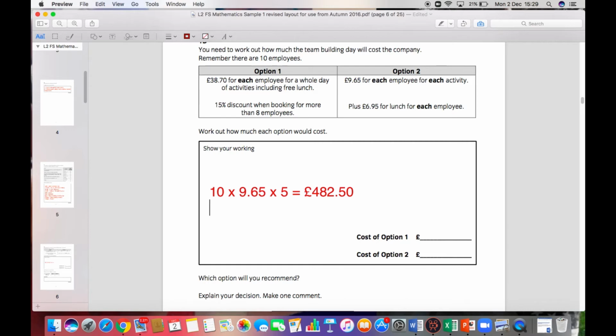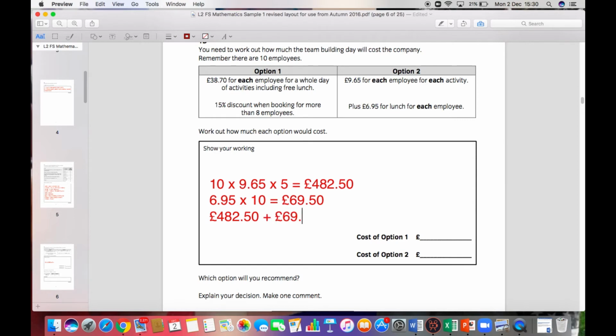But then it's also £6.95 for lunch. So we must do £6.95 times 10 people. Okay, so £69.50. Then what we're going to do is add them together. So £482.50, and I know it looks long-winded adding in all this working out, but trust me, you will get marks for it even if you get your answer wrong. So that ends up being £552. So the cost of option 2 is £552.